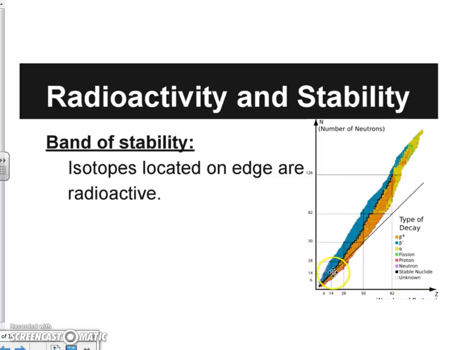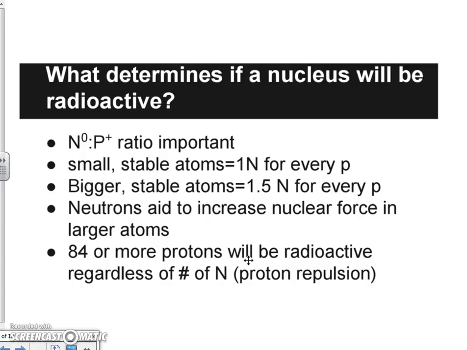But the black spots here, those are all stable isotopes. The ones in blue undergo something called beta emission. The ones in orange undergo something called positron emission, which is the opposite of that. We'll talk about these in a second. You have alpha emissions in yellow, fission in green, all things we're going to talk about here.